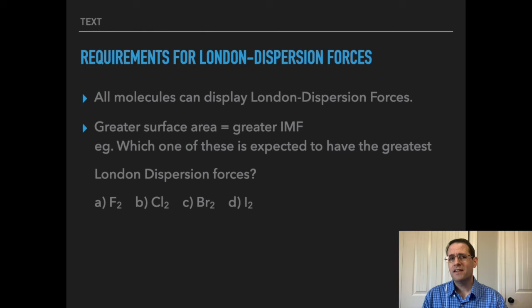Okay, so remember your trend of atomic size. Atoms increase in size as you move down the periodic table, and they increase as you move to the left of the periodic table. The larger the size, the larger the surface area, and therefore the greater the London dispersion forces.